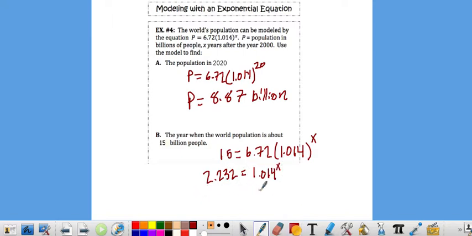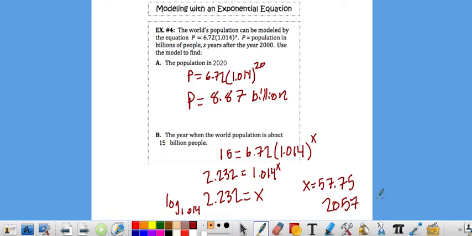And now we can rewrite this in log form. The base is always the base. It's a funny looking base, but the base is just 1.014, log base 1.014 of 2.232 equals x. That's just rewriting it in log form. Then we go ahead and put that in our calculator, and let's just see what kind of year we get. 2.232. X is 57.75. So in like the year 2057 to 2058, somewhere in that range, the argument would be that we would have 15 billion people. I have no idea if that's true. Maybe if YouTube's still around, by then we can go back and check in 2057. Who knows?